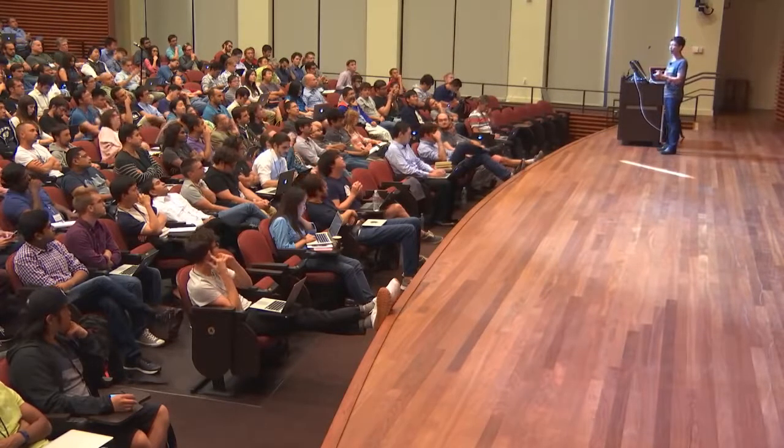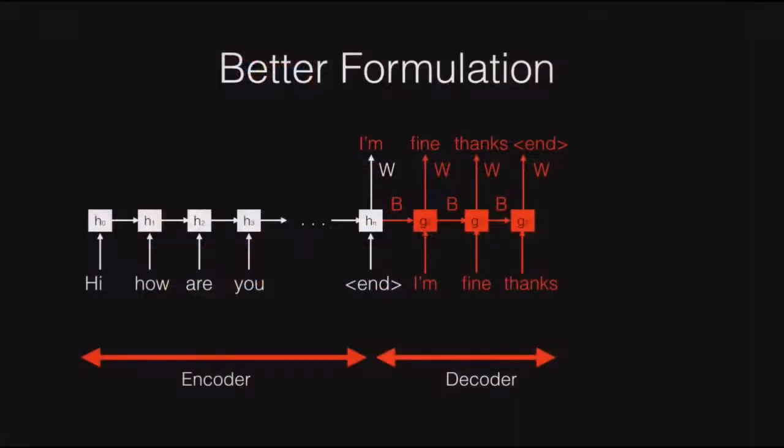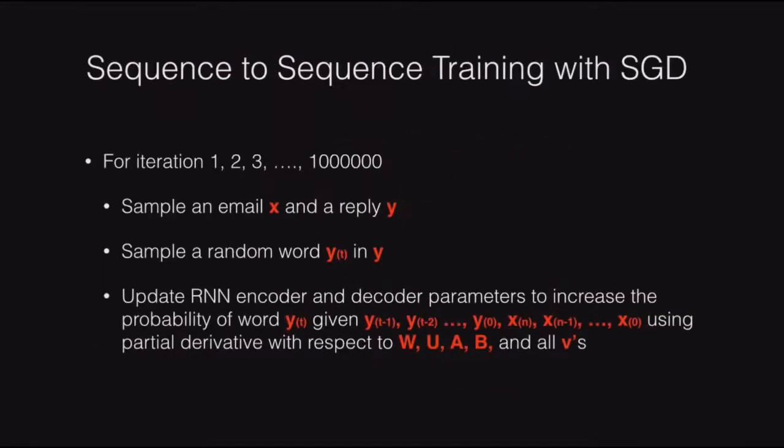Now, the relevant architecture here would be, people also call the encoder the recurrent network in the input, and the decoder would be the recurrent network in the output. Okay. So how do you train this? You run for 1,000,000 steps. You see all of your emails, and for each iteration, you sample an email X and a reply Y. Y would be, "I'm fine, thanks."